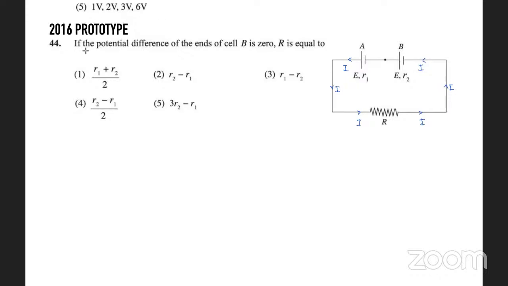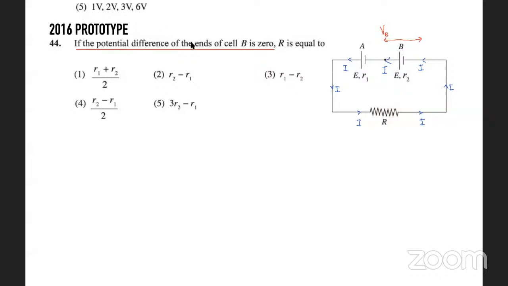What are they saying? If the potential difference of the ends of cell B is 0, that means this is given as 0. Can someone tell me the equation for this potential difference? We learnt it last week. What is the equation for the potential difference across a battery which has an internal resistance? Let's see who can remember. See, the current is coming out, I. So, VB is equal to what? Hurry up. VB is equal to E minus IR.